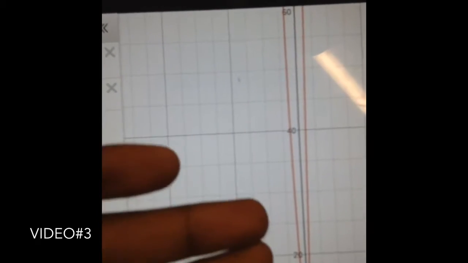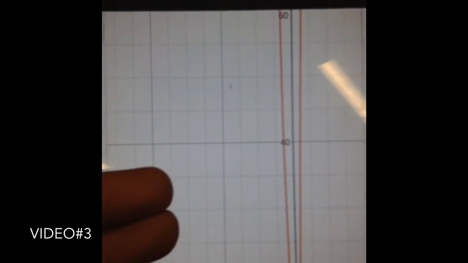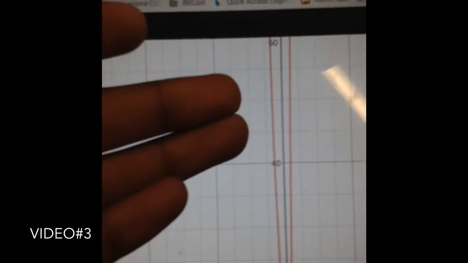The end behaviors would be one on each side. For the left side, it'd be as x is decreasing, because it's going up like this and it's going to the left, which is the negative, the y is increasing. And then for this side at the end over here, as x is going to the right, where it's always increasing in numbers, y is also increasing.